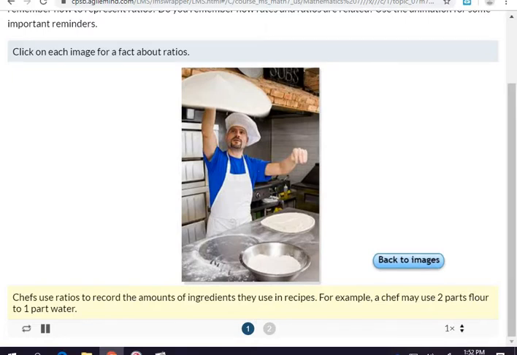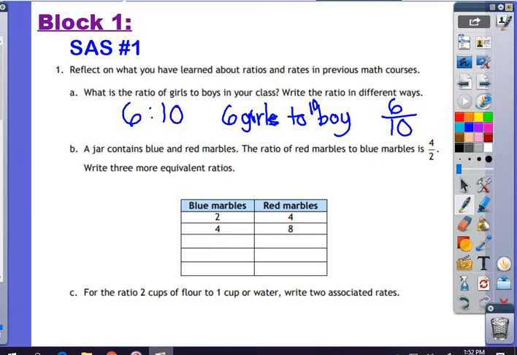So looking at our letter C in our workbook, it says for the ratio 2 cups of flour for 1 cup of water, write 2 associated rates. And we didn't know if ratios and rates were the same. Well, a rate brings something down to 1, like 50 miles per hour. For how many hours? 1 hour. So 50 miles per 1 hour is a rate because it brought it down to 1.